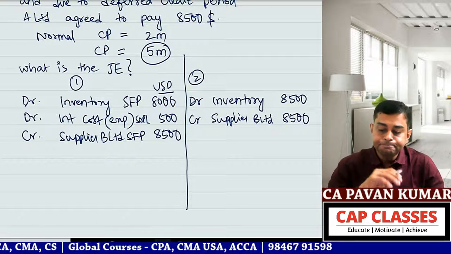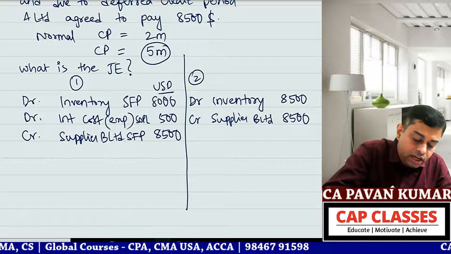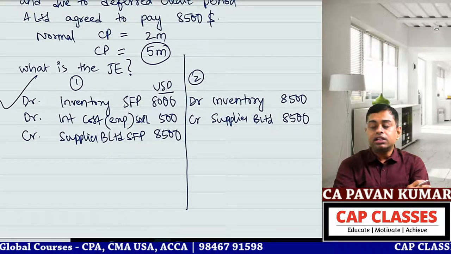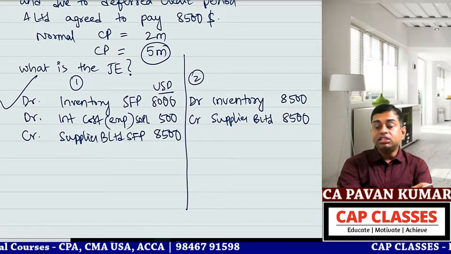So obviously journal entry 1 is correct. Finance cost is to be recognized. That's all. I'm happy everybody is giving correct answers today.